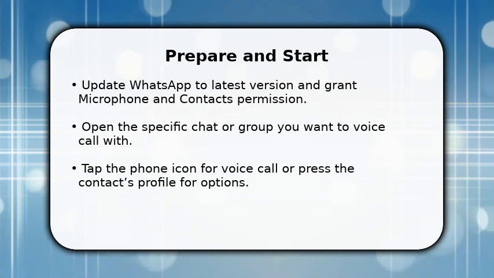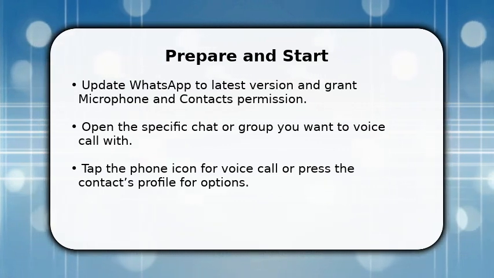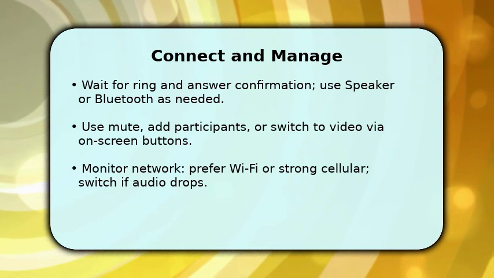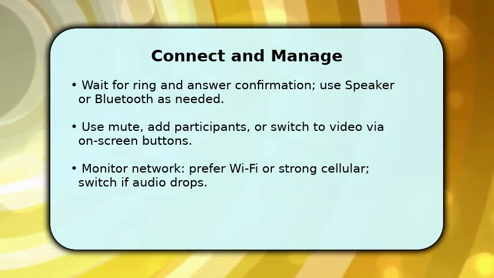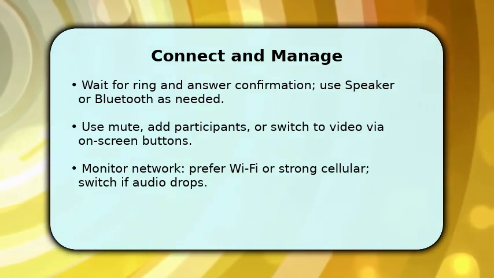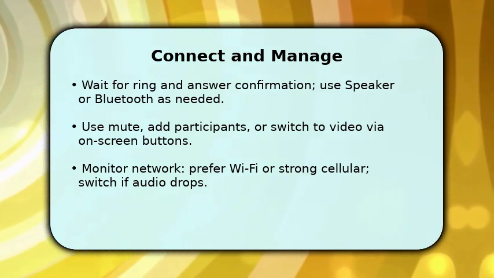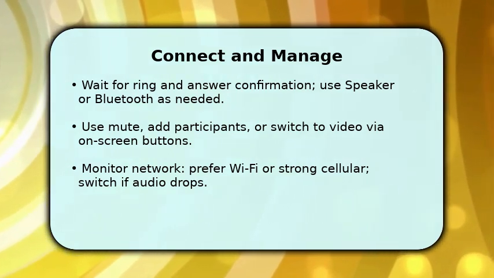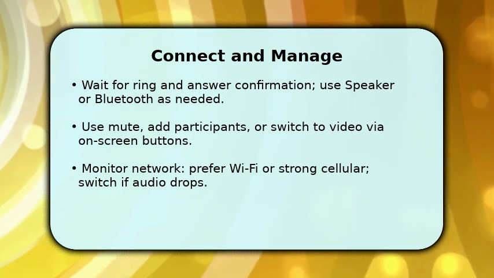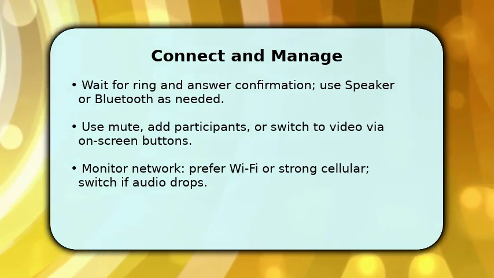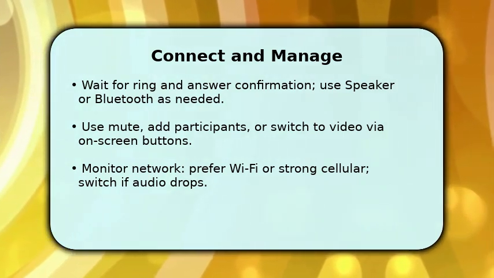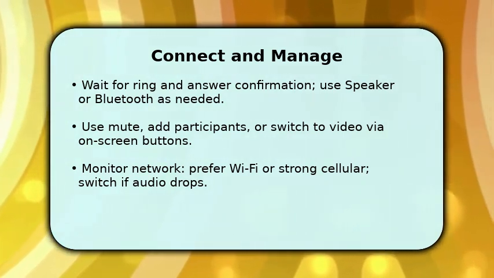Once the call rings, watch for their answer and confirm you hear them. If audio is low, tap speaker or connect Bluetooth. During the call, use the mute button to avoid background noise and press Add Contact to include another participant. This creates a group voice call. If you need video, tap the camera icon to switch. Make adjustments gradually. Abrupt toggles can disrupt the stream.